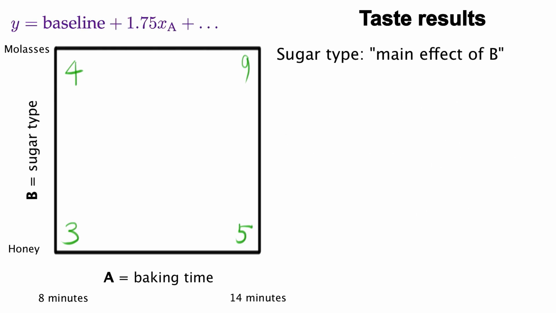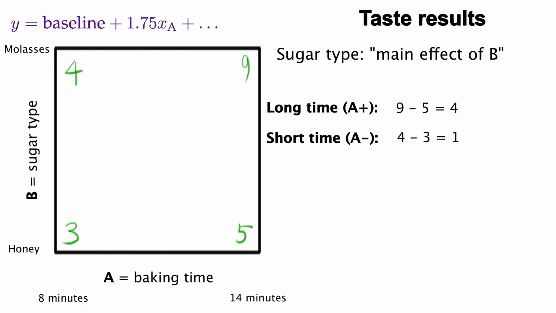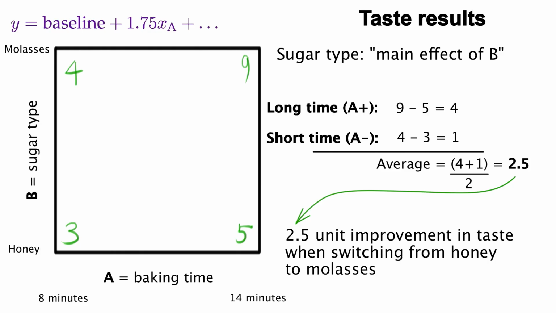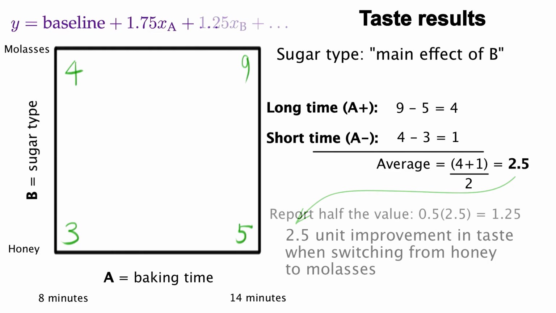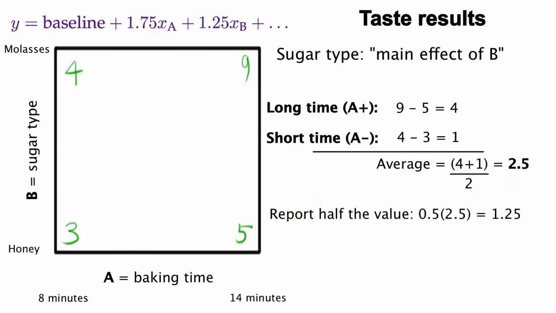Next, we examine the main effect of sugar. When we move from high to low, we can see this is 9 minus 5, that's 4. And the change at low baking times is 4 minus 3, which equals 1. So the average of 4 and 1 is 2.5. There's a 2.5 unit change on average in taste when we go from using honey to molasses. We report half the value again.